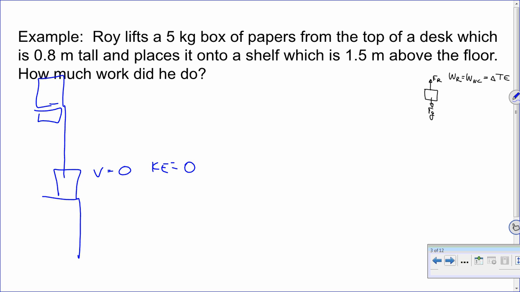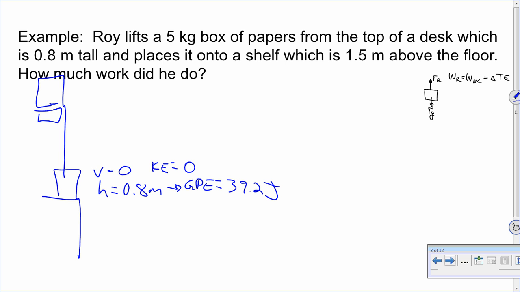Okay. Now it tells us the height of the table. It tells us the height is 0.8 meters. So what should I use that information to calculate? Gravitational potential energy, right? So if you do that, it turns out that the GPE, the gravitational potential energy, is 39.2 joules.